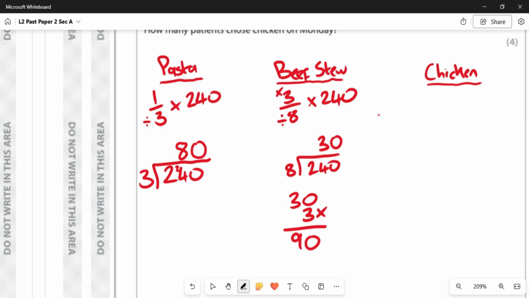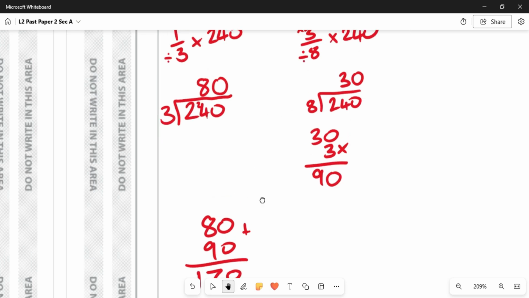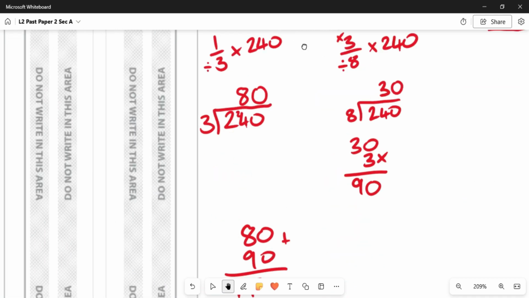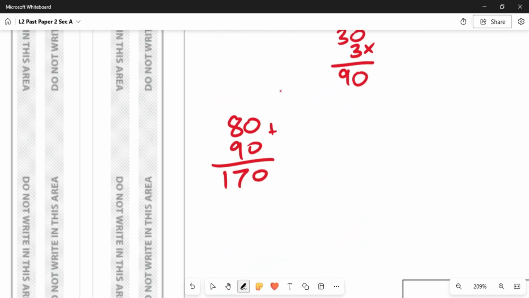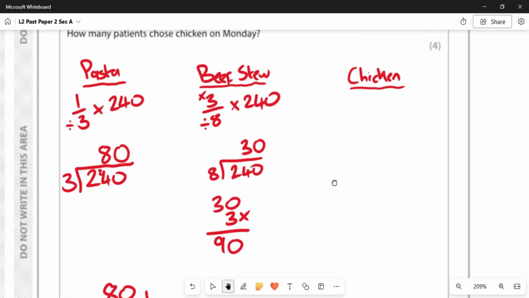So already we've got 80 patients there, 90 patients there. How many is that already? So 80 plus 90 is 8 plus 9 is 17. Yep, so that's going to be 170 already. Let's take that away from, what was the total? 240 should leave us with how many picked the chicken dish.